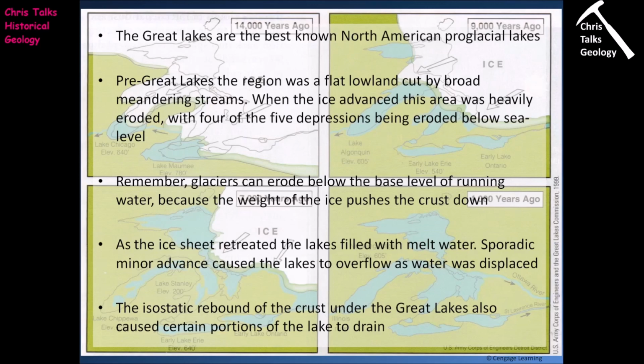Now, because the ice sheet has so much weight, it's going to push down on the crust and cause it to warp downwards. And so as the ice sheet is moving forward, the weight of the ice is going to push the crust down, and the ice is also going to erode down as well. And so this is going to create several depressions, essentially 4 or 5 of them, which are going to form the modern day Great Lakes.